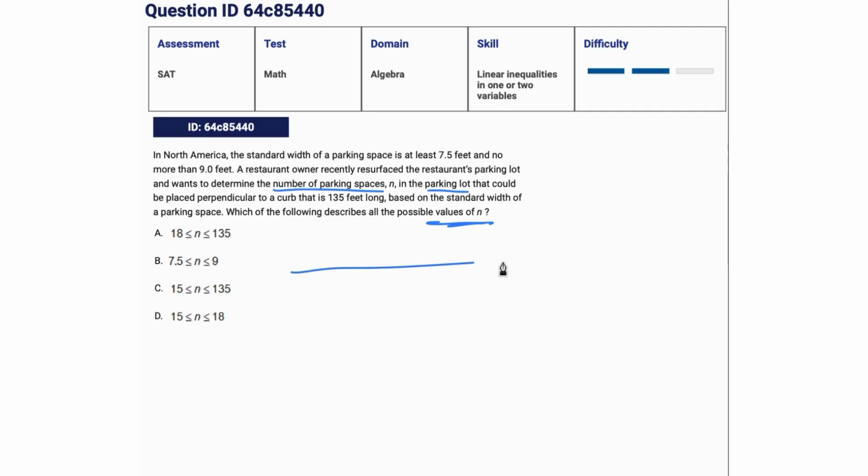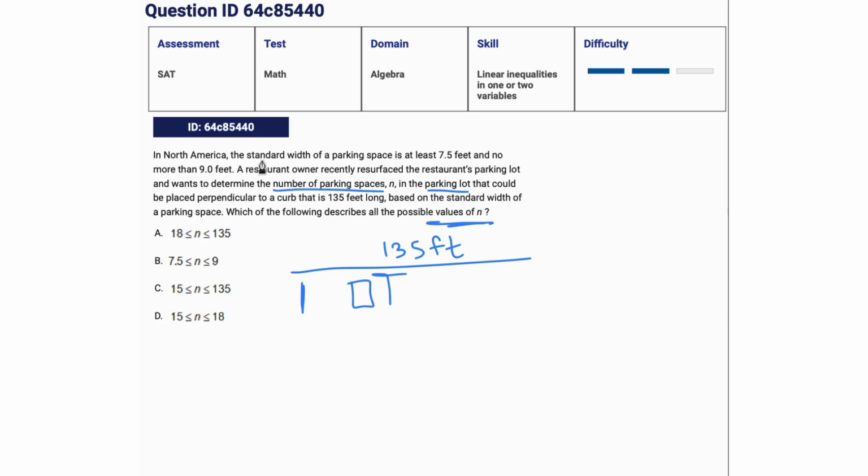So let's say this is 135 feet long, and the cars are being placed perpendicular to it. If I imagine this one as a car that is perpendicular to this 135 feet.